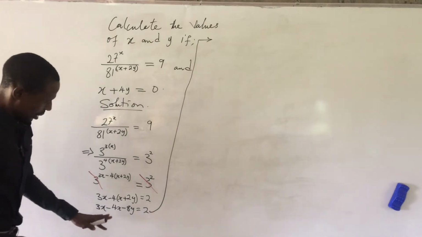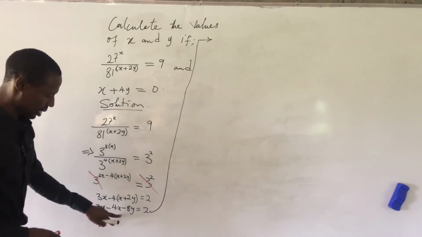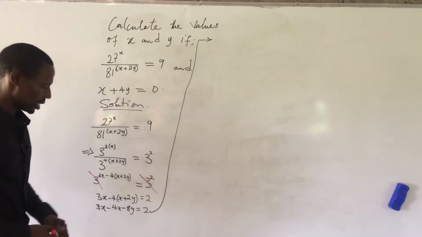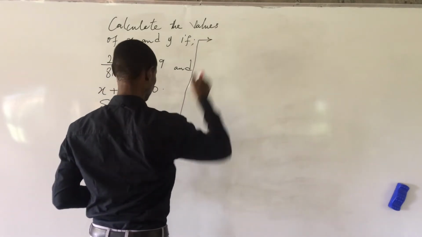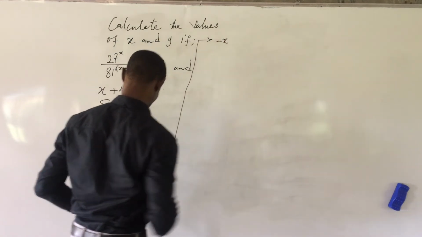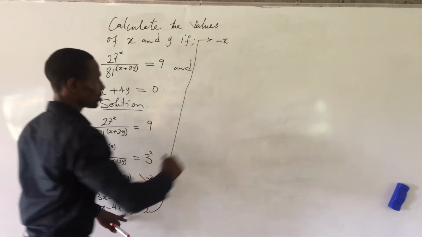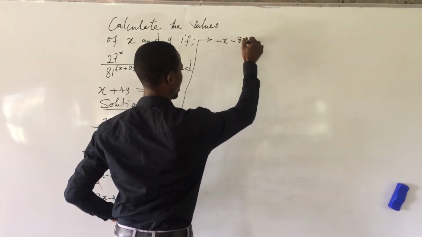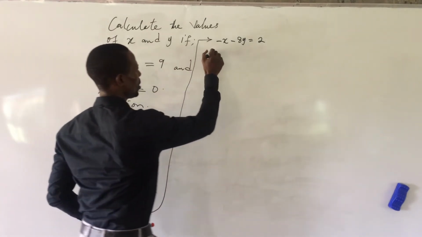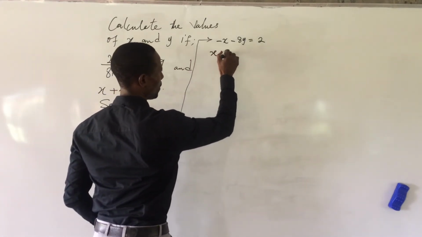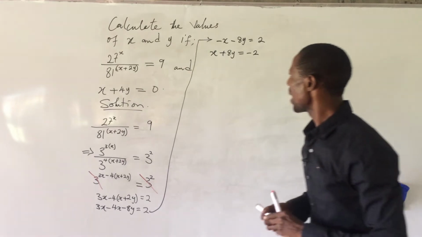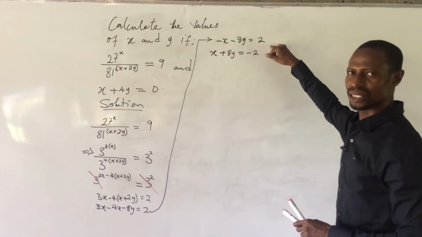Now that we have this, we cannot subtract this from this, so we're having invisible plugs here. So 3x minus 4x will give us minus x. So we have minus x, then minus 8y, equal to 2. If you rearrange this, it will give you x positive plus 8y equal to minus 2. How? By multiplying all through with a minus sign.